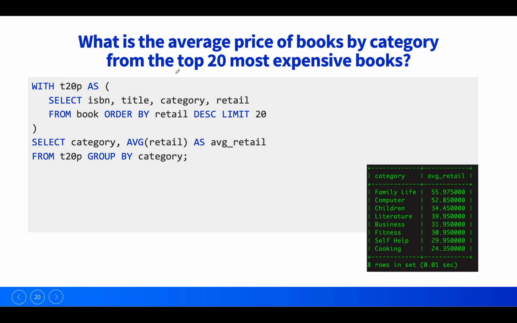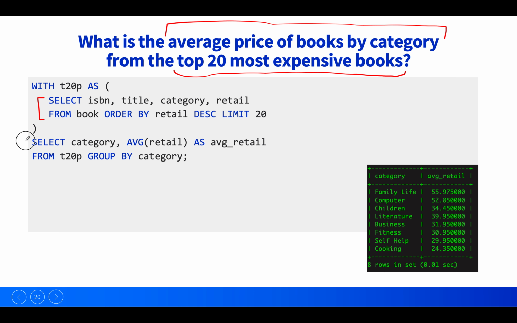We notice here we need first to identify the top 20 most expensive books. Afterwards, we can then calculate the average price of books by category. So that's what we did in our query. We first created a subquery in the form of a common table expression, which calculates the top 20 books by price. Select ISBN, title, category, and retail from book, order by retail in descending order, and limit by 20 so that we get the top 20 most expensive books.